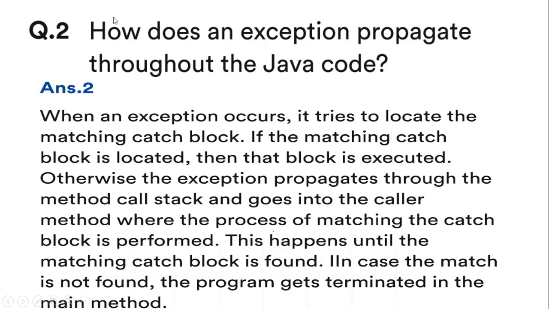Next question is, how does an exception propagate throughout the Java code? When an exception occurs, it tries to locate the matching catch block. So in try we use a catch block. If the exception occurs, that exception will be caught in the catch block. If the matching catch block is located, then that block is executed. Otherwise the exception propagates through the method call stack and goes into the caller method, where the process of matching the catch block is performed.